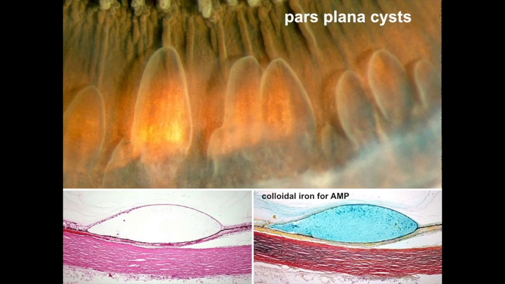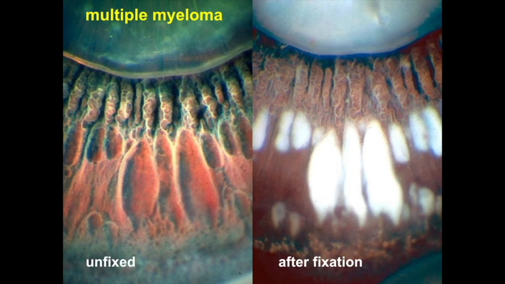And there's a colloidal iron stain for acid mucopolysaccharide. As we discussed in a prior lecture, cysts do occur in the pars plana in patients with multiple myeloma. The cysts are typically white after fixation. The white cysts actually are a fixation artifact. The cysts are clear in vivo.